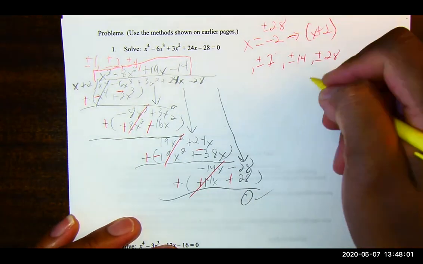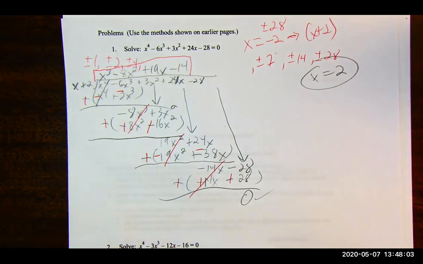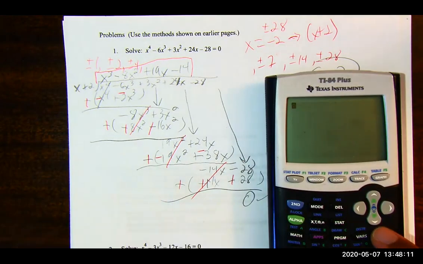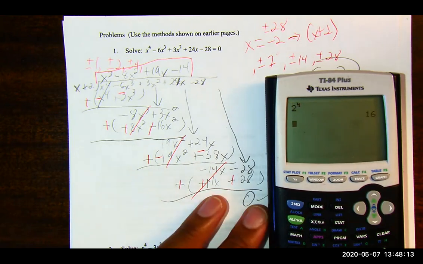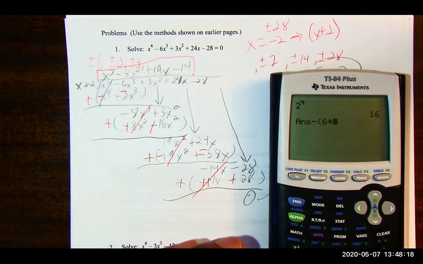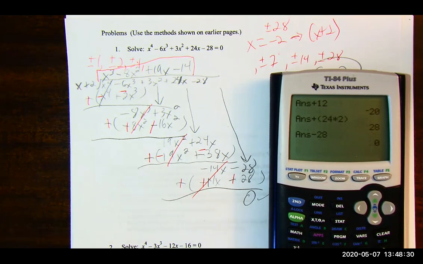So we know positive 2 is also a root. And that's what's interesting. Positive 2 didn't yield a root necessarily. Let's do this positive 2 again. 2 raised to the 4th power minus 6 times 8 plus 12 plus 24 times 2 minus 28. It did yield a root as well. How interesting is that? Okay.